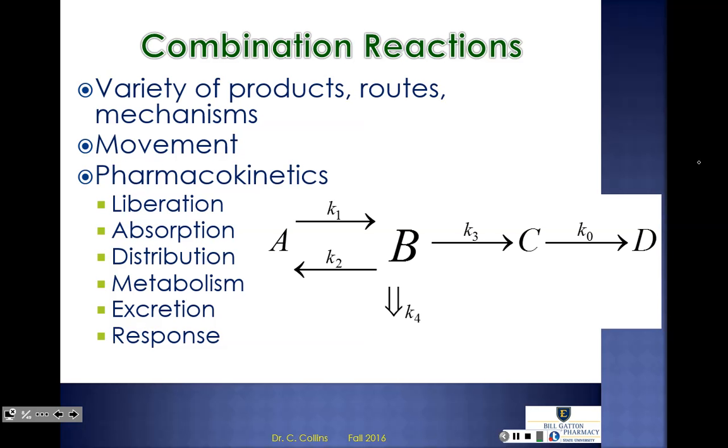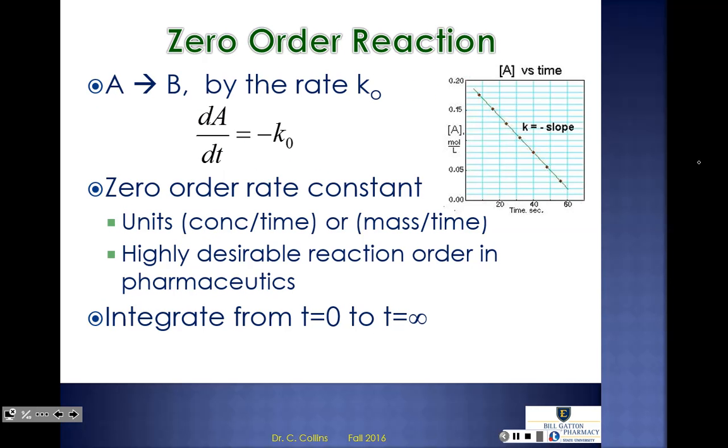Combination reactions, series, reversible, irreversible, etc. So almost everything pharmacokinetic-wise could be this. Might be chemical degradations, might be movements from one area to another, some combination thereof. So each of those arrows that had a K on it could be different; we have to know what kind of reaction it is in order to do the appropriate mathematics.